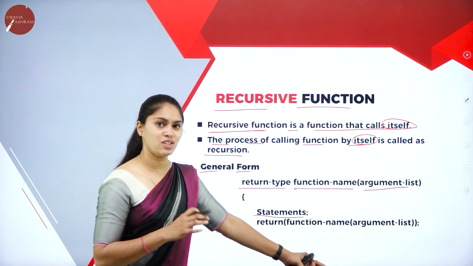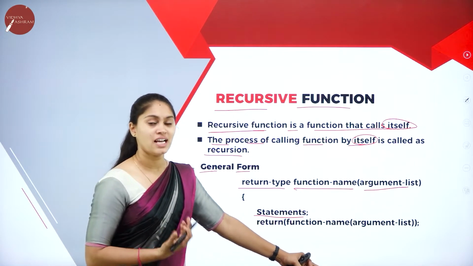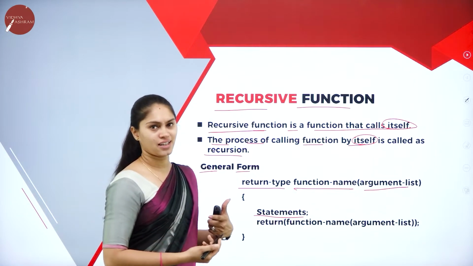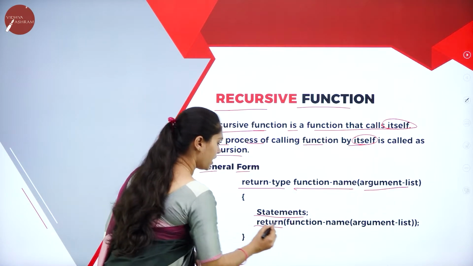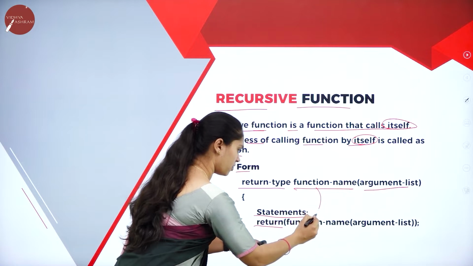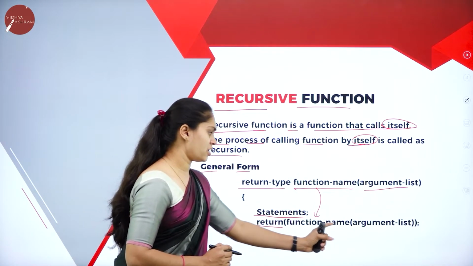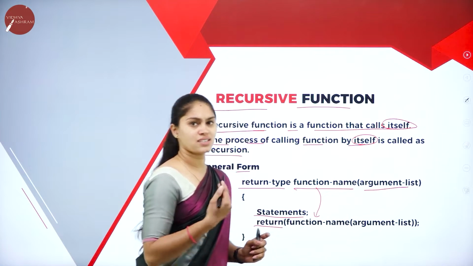But in return, what is it sending? It is not sending a value. Instead of that, it is calling that function again and again. So you can see here, return of, again, this will take place. That means it will have a function name and a list of arguments again.